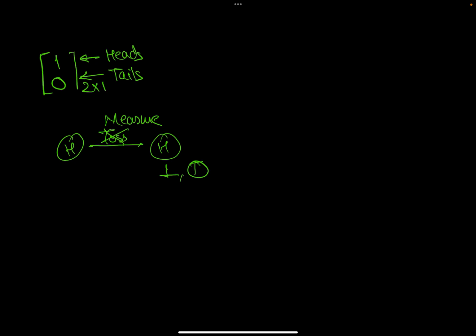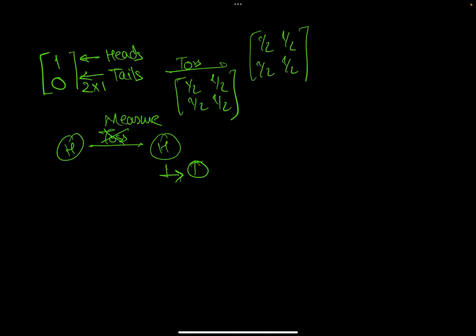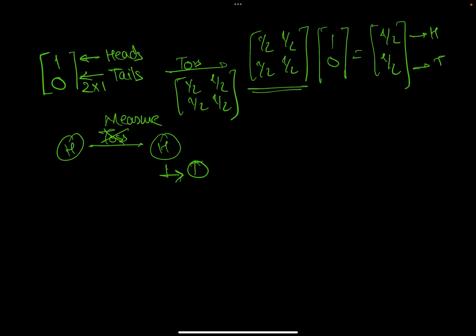Okay, so now let us understand what happens when we toss the coin. This tossing operation can be represented by this matrix, 1 by 2, 1 by 2, 1 by 2, 1 by 2. Let us multiply this matrix with the vector. We are performing this operation on this vector. What I get is 1 by 2, 1 by 2. And that's true: the probability of getting heads is 1 by 2 and the probability of getting tails is 1 by 2. If we toss the coin, this is what we get as the state of the coin right now.